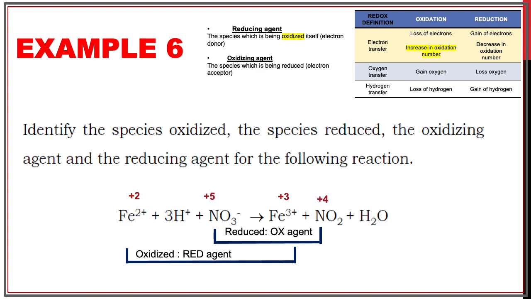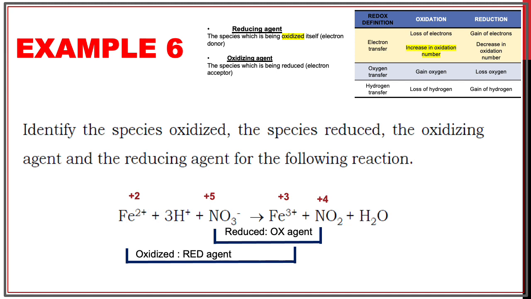Okay, next example. Identify the species oxidized, the species reduced, the oxidizing agent, and the reducing agent for the following reaction. I have Fe2+ plus 3H+ plus NO3- to form Fe3+ plus NO2 plus H2O. For Fe2+ to Fe3+, the oxidation number goes from positive 2 to positive 3. Increasing in oxidation number is an oxidation process, so this Fe2+ is a reducing agent.